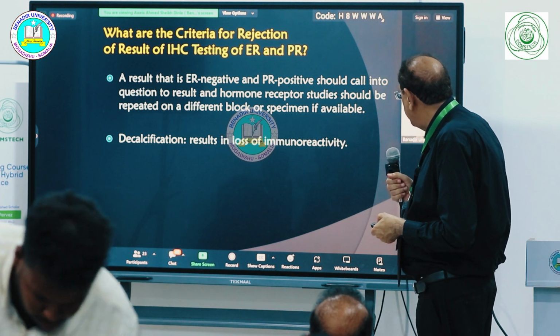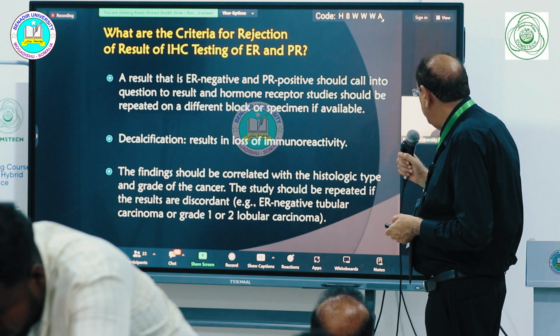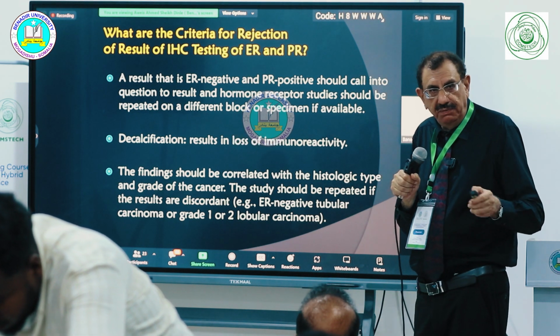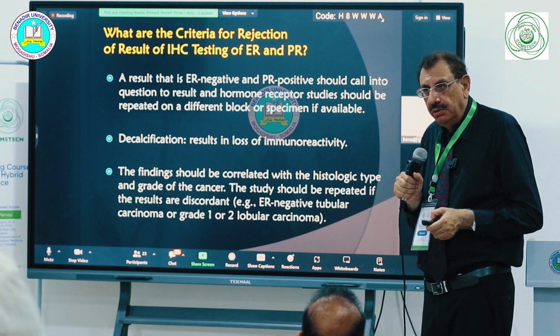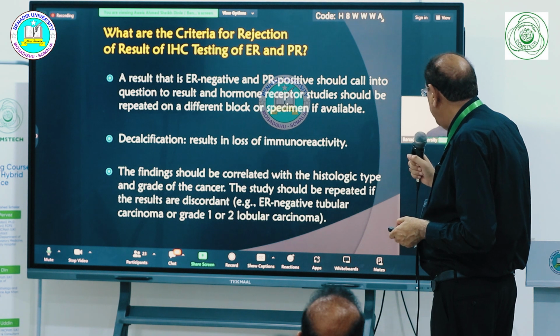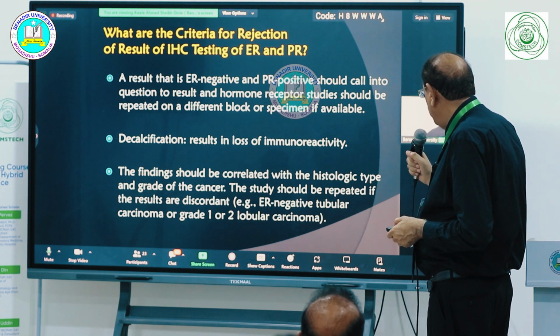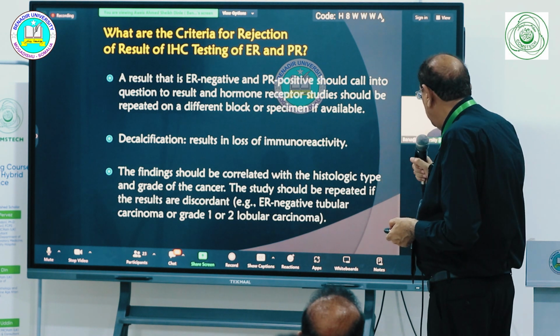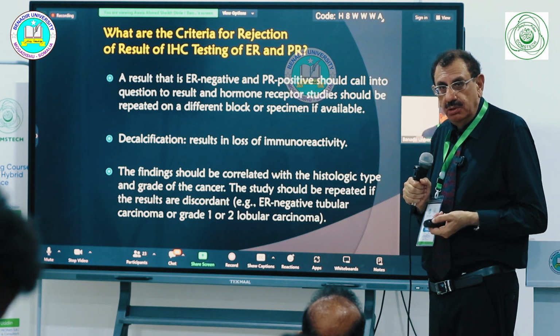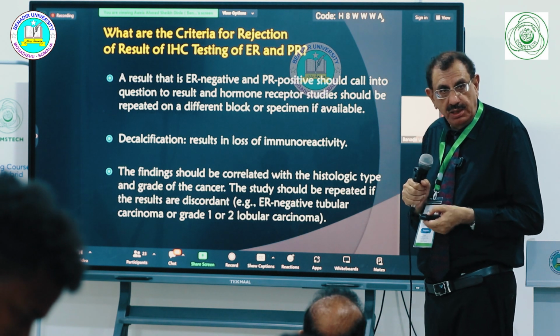So decalcification. The findings should be correlated with the histologic type and grade. That's where the judgment comes into place. The study should be repeated if the results are discordant. For example, ER negative tubular carcinoma or grade 1 or 2 lobular carcinoma. This should be questioned because there is a 95% chance that they should be positive.